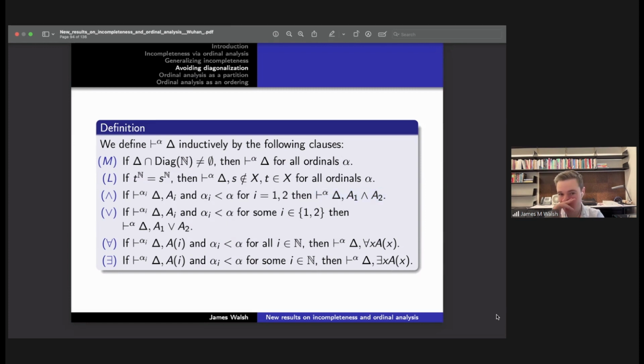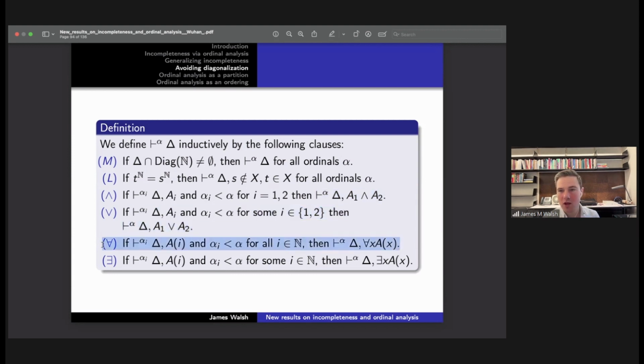And then the disjunction rule is what you would expect. So if I have a proof of delta, A1, or I have a proof of delta, A2, then I get a proof of the disjunction, again at the very next ordinal. I'm going to actually say what the existential rule is first because it's more familiar. If I have a proof of delta together with A of I for some number term I, of rank alpha I, and alpha I is less than alpha, then I get a proof of rank alpha of the existential generalization, delta, for some x, A of x. So this existential rule is exactly what you would expect, the kind of obvious generalization of this disjunction rule.